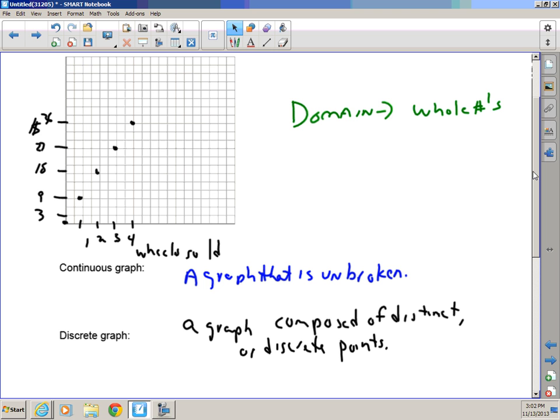So hopefully you've got a better understanding by looking at a graph, looking at a table of values, and looking at an equation as to whether you have a linear or a nonlinear function.